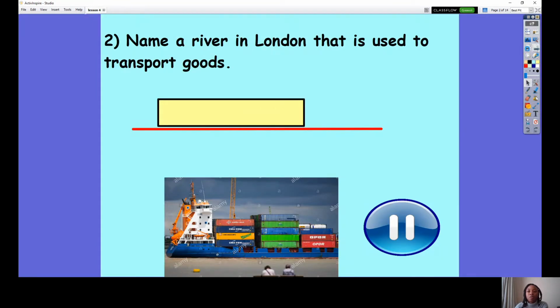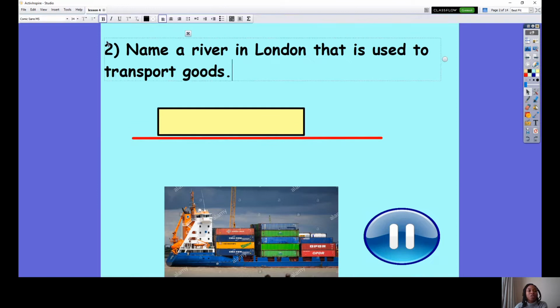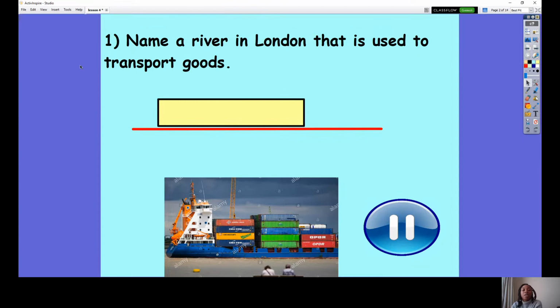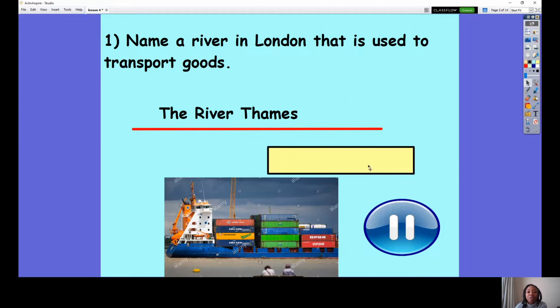Okay, so, sorry, I've labeled this question number 2 and it's number 1. So the first thing we're going to do is have a quick recap quiz and see what you remember from last week's lesson and also from some previous units. Question number 1, name a river in London that is used to transport goods. Pause the video and name a river that is in London used to transport goods. Okay, hopefully you've worked out what the main river is. It is the River Thames, the main river in London that is used to transport goods.